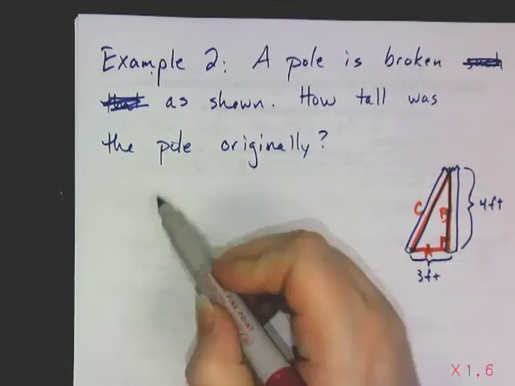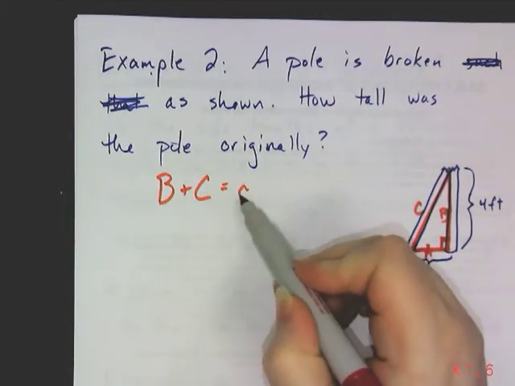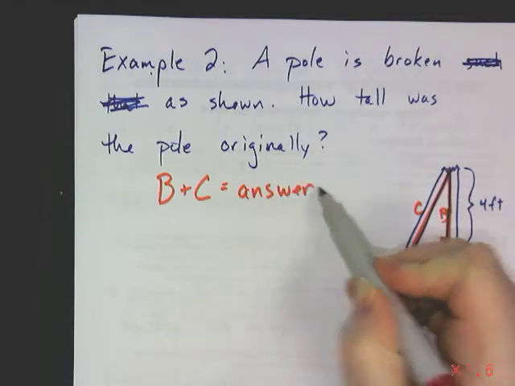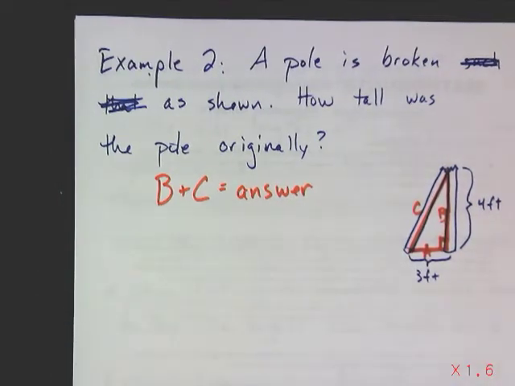How am I going to find that? I'm going to have to add leg B to hypotenuse C here in order to find my answer. So it's important to take note of that before I start doing my Pythagorean theorem. I get so excited that I found the answer to my Pythagorean theorem that I forget that's not actually the answer to the question.